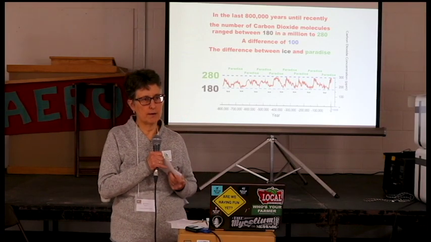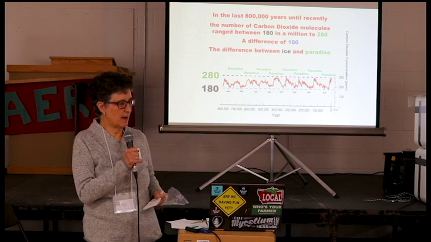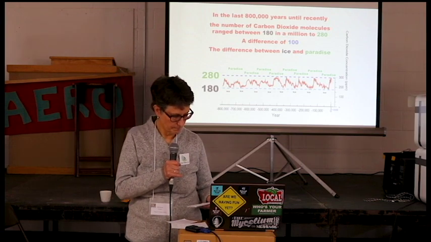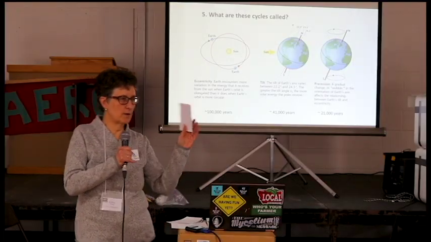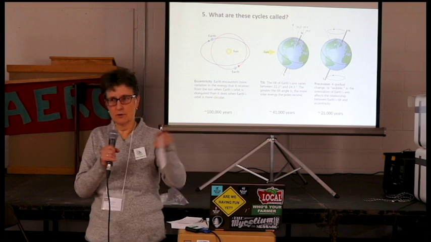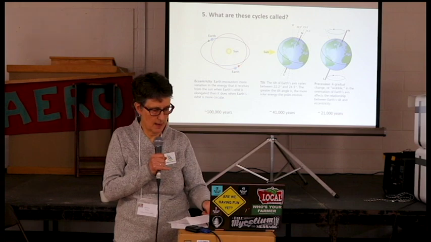I mean, that's incredible to me that 100 molecules in a million of the atmosphere make that much difference, but it does. Those cycles are started by the way the Earth is in relation to the sun. So we can be closer to the sun, we might be farther from the sun, the Earth might be tilting back and forth. So that's how those cycles start, but it is carbon dioxide that does the heavy lifting.